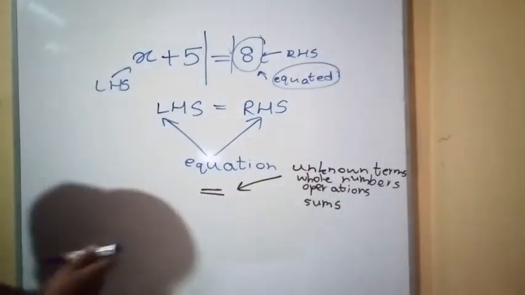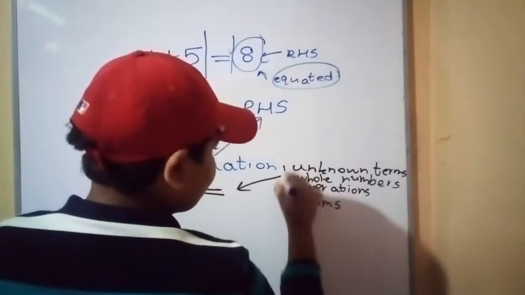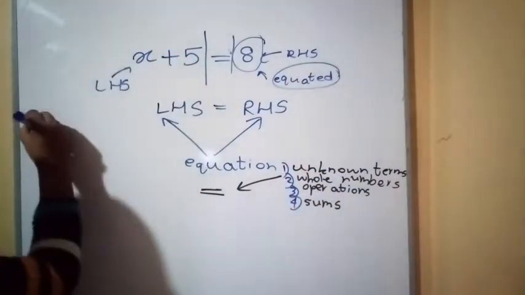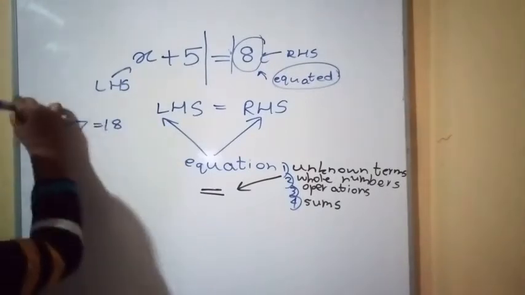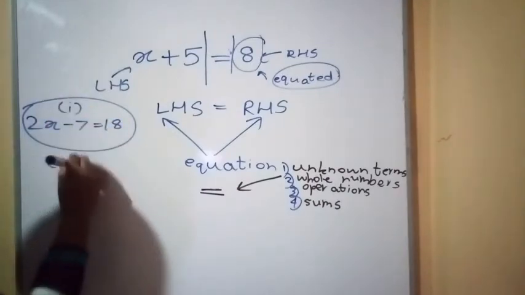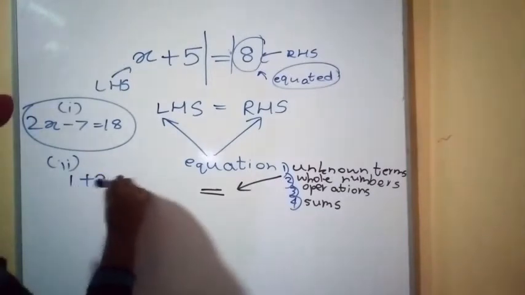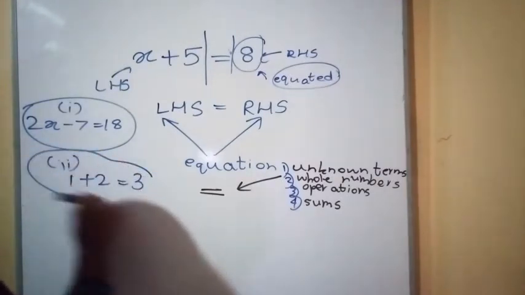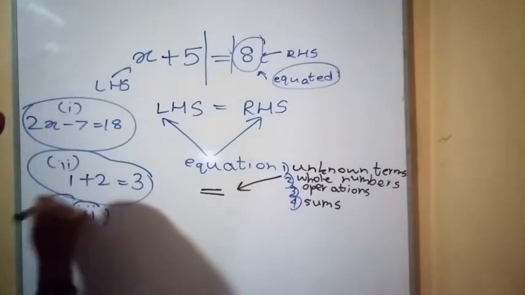Now what are the unknown terms? These are 1, 2, 3 and 4. Let's discuss these 4. Unknown term means 2x subtract 7 means 18. This is the first one. The second one is whole numbers. What are the whole numbers? 1 plus 2 means 3, right? Now the third one.